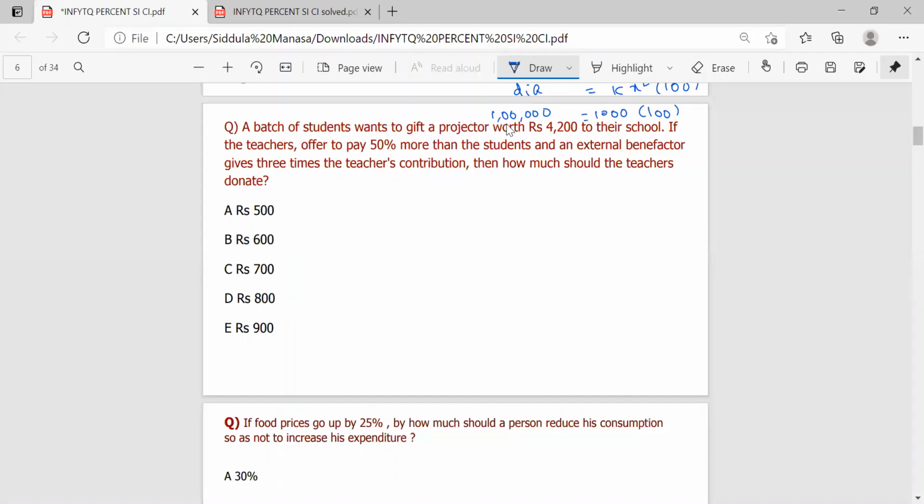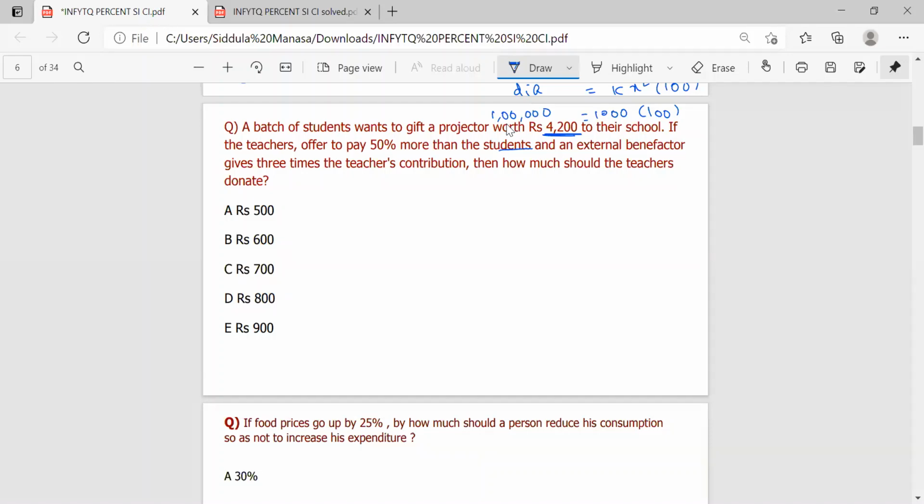A batch of students wants to gift a projector worth rupees 4,200. So students want to gift a projector worth 4,200 to their school. If the teachers offer to pay 50% more than the students, and an external benefactor gives 3 times the teacher's contribution, then how much should the teachers donate?